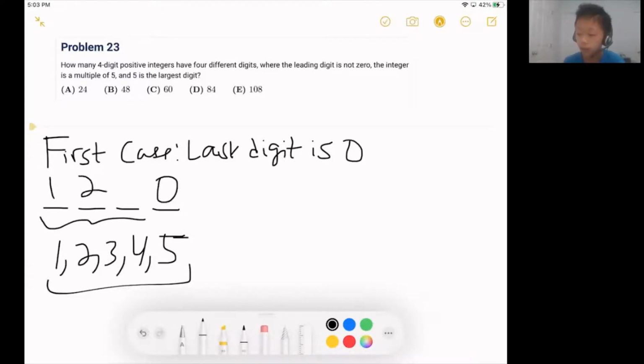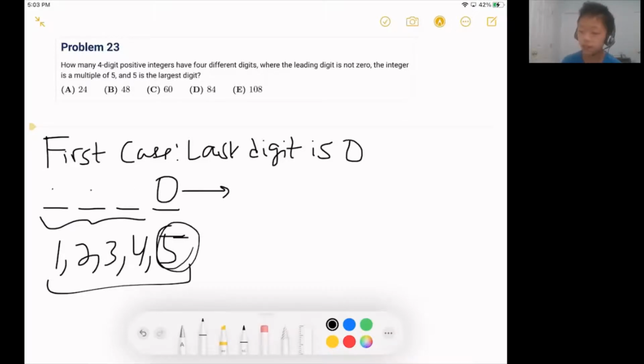Like if you said 1, 2, 3, 0, that would fulfill the condition of having 4 different digits. It would also fulfill the condition of not having a leading digit of 0. And it also fulfills the condition of being a multiple of 5, but it does not fulfill the last condition about 5 being the largest digit, because you don't have a 5. So that tells us that 1, 2, 3, 4, 5 are the only possible digits, but we also have to use 5. So to count that, we can first take a look at 5, right?